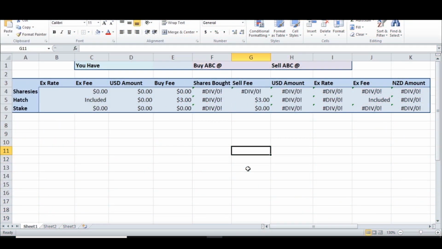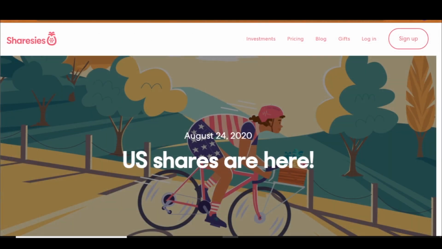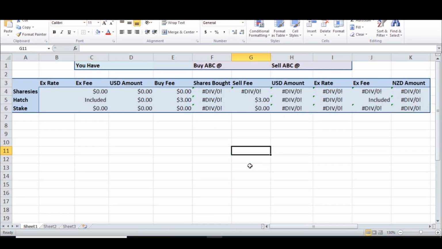Investing in the US market has finally become available through Sharesies. So now there are 3 different user-friendly platforms Kiwis can use to invest in American companies. And these are Sharesies, Hedge and Stake. So in this video we will do the best we can to compare these 3 platforms.